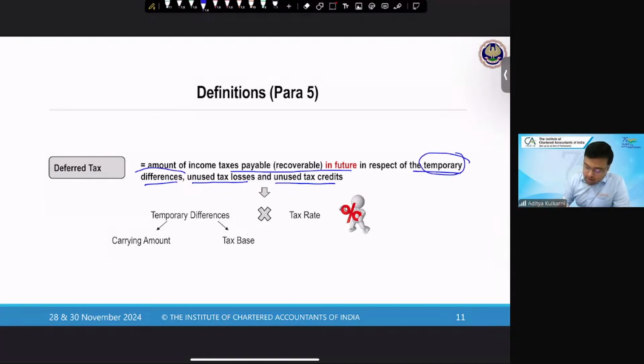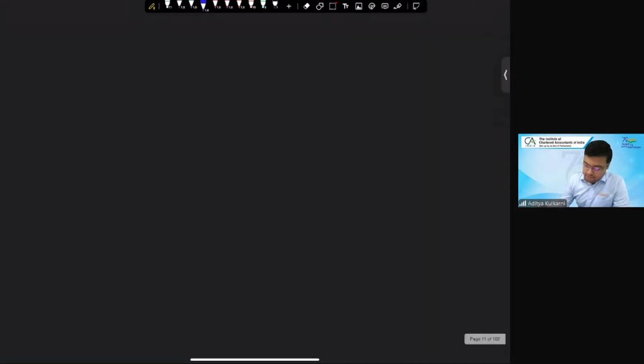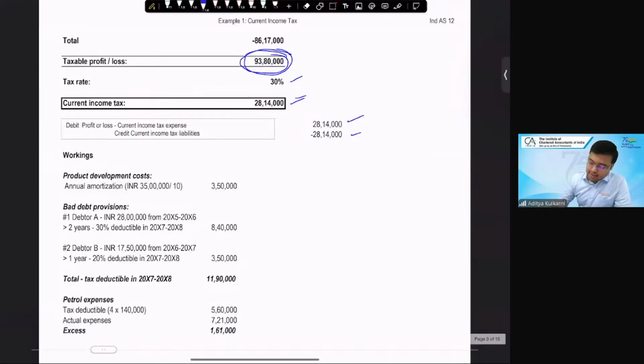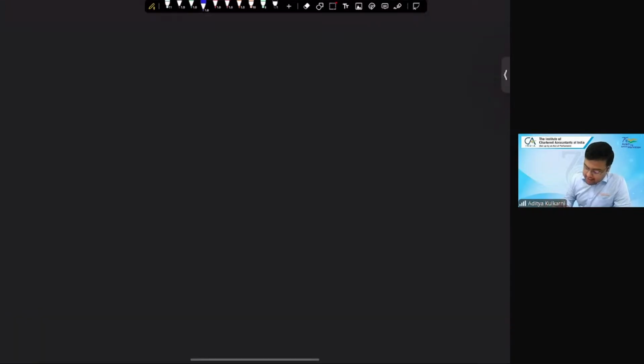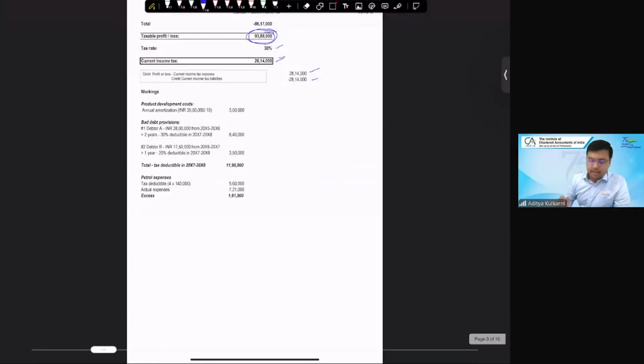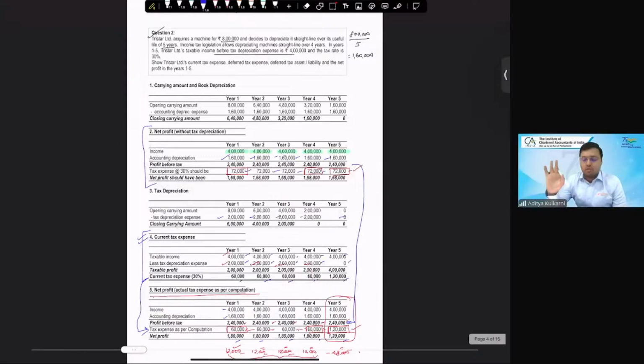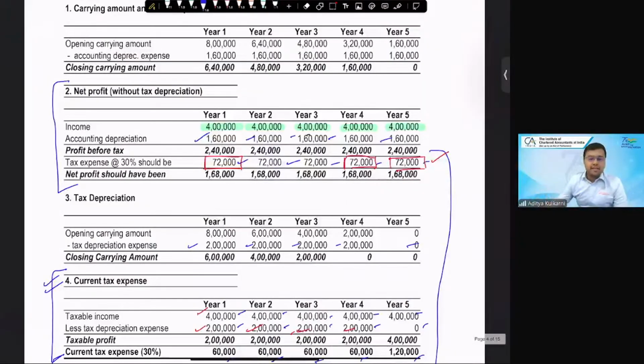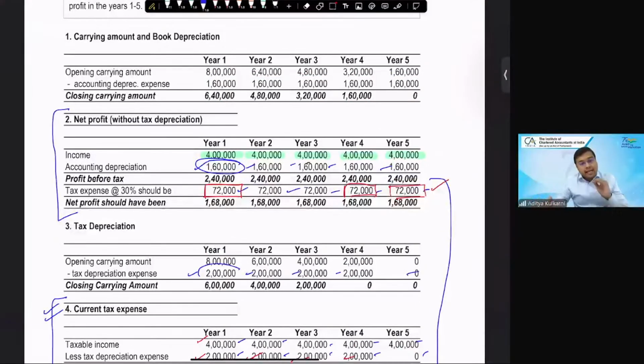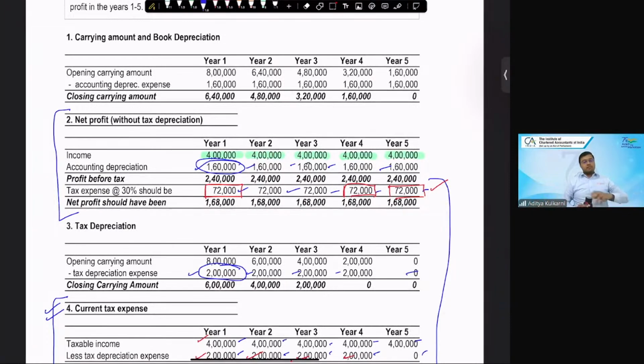Temporary differences. Come to those two questions that we did. This depreciation, 1,60,000 versus 2 lakhs, giving rise to a 40,000 rupees difference. Is this difference temporary or is it permanent? Temporary. How do you know it is temporary? Because in the coming year, it will be set off against that tax liability. Is everybody convinced on this understanding?